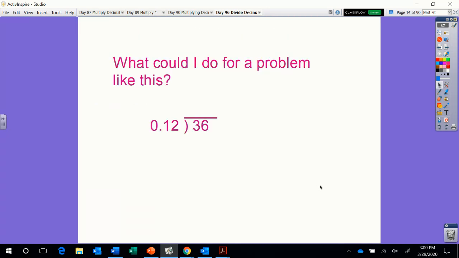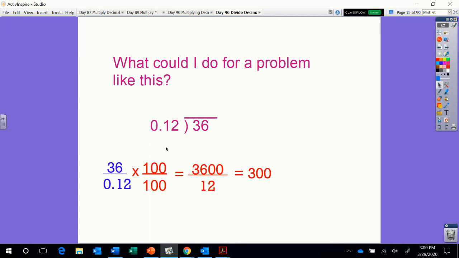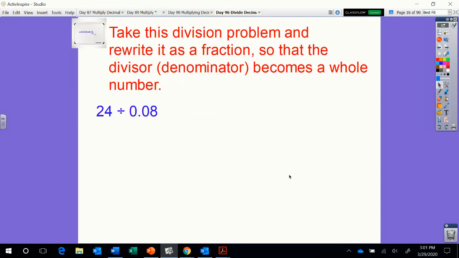Okay, what could I do for a problem like this? Look right here, our divisor, we need to still make sure we have a whole number. What are we going to do? Hopefully you are thinking multiply by 100 because we've got to move this decimal 2 times to make it a whole number. So if we multiply the denominator by 100, on the numerator, we also need to multiply by 100. So then we end up with 3,600 divided by 12. 36 divided by 12 is 3, and we have our 2 zeros, so we end up with 300.